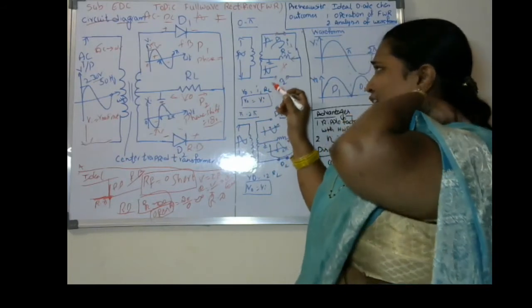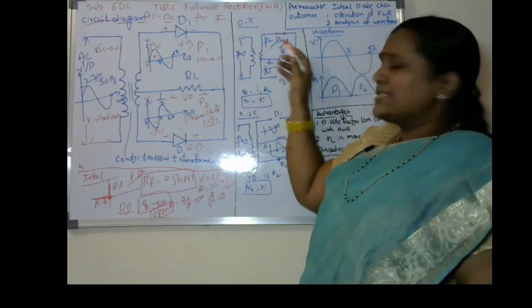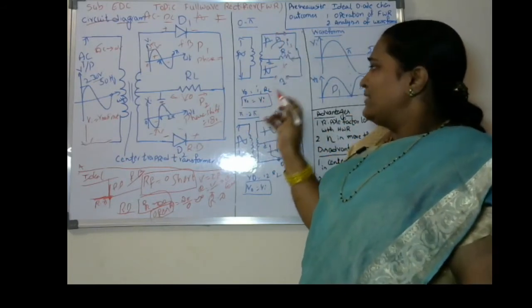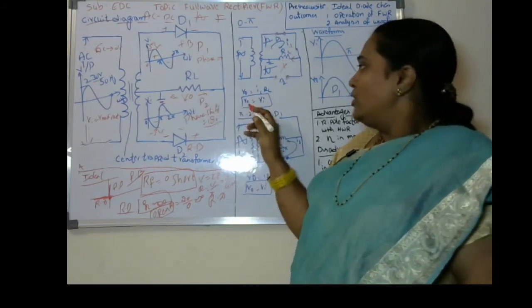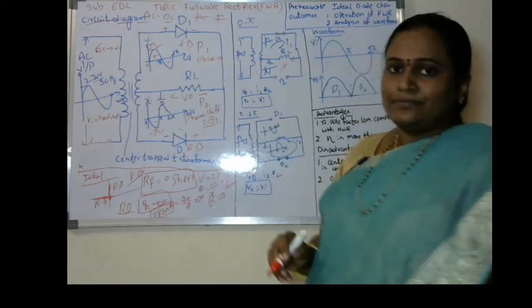So indirectly, no drop exists in the diode. Whatever amount of input voltage we have applied, we are going to get as the output. So V0 will be equal to Vi.